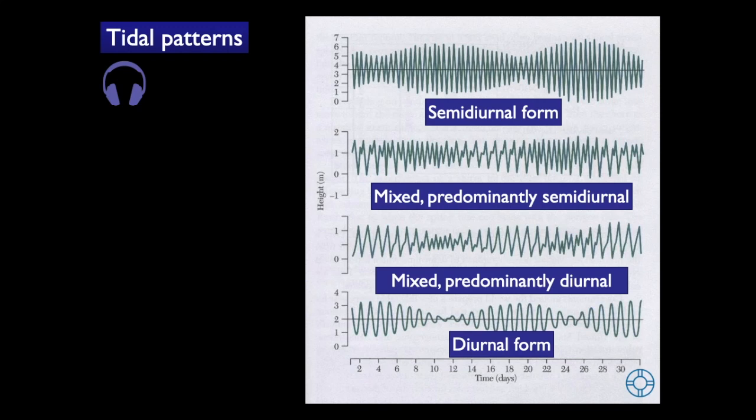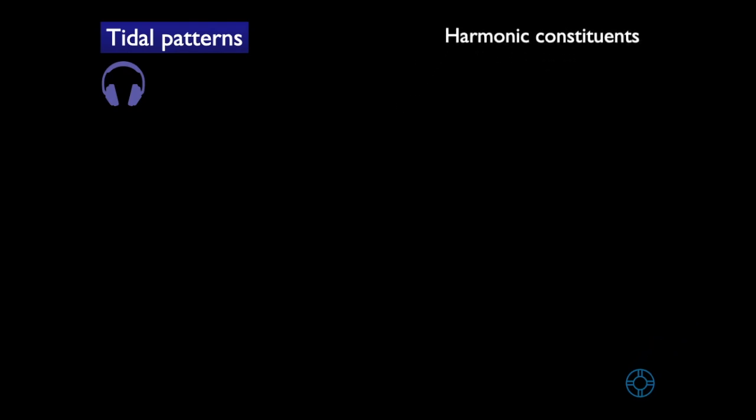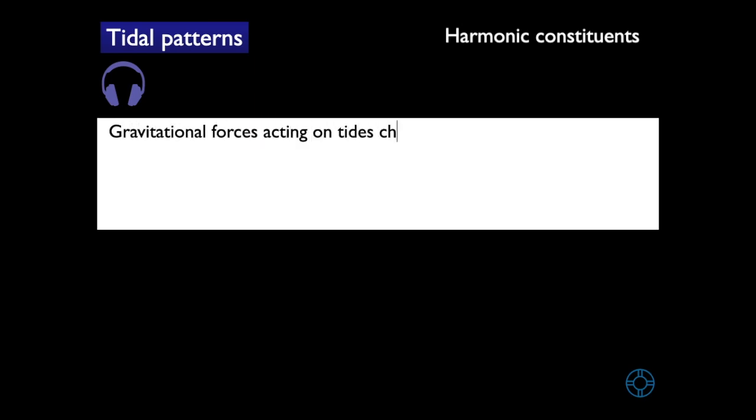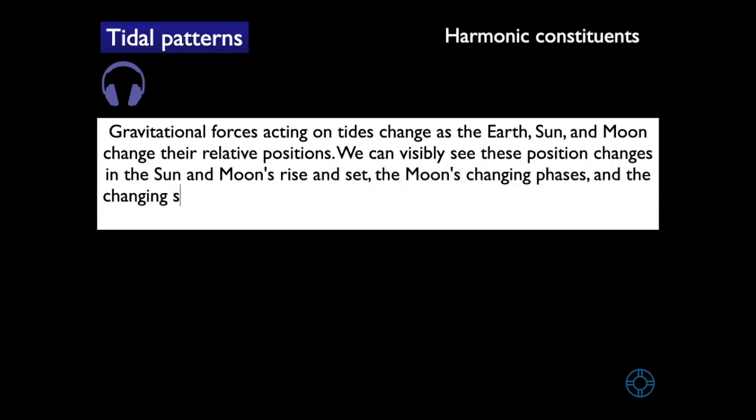And those are four examples of monthly tidal oscillations. The first one is semidiurnal form, the last one is diurnal form, and the second and third are mixed forms. Beyond those tidal patterns, there are some harmonic constituents which are very important in predicting tides. Gravitational forces acting on tides change as the Earth, Sun, and Moon change their relative positions. We can visibly see these position changes in the Sun and Moon's rise and set, the Moon's changing phases, and the changing seasons of the year.